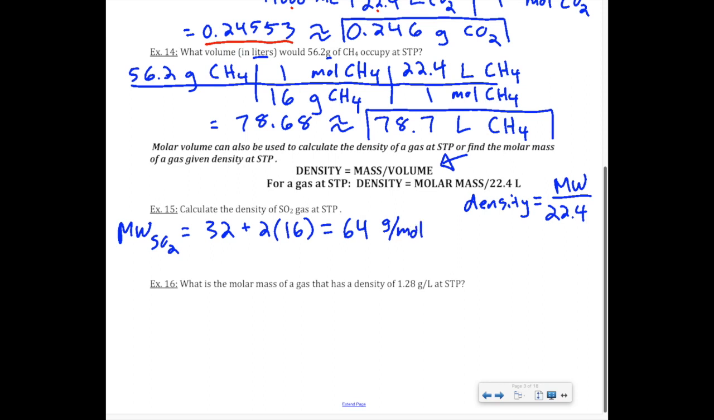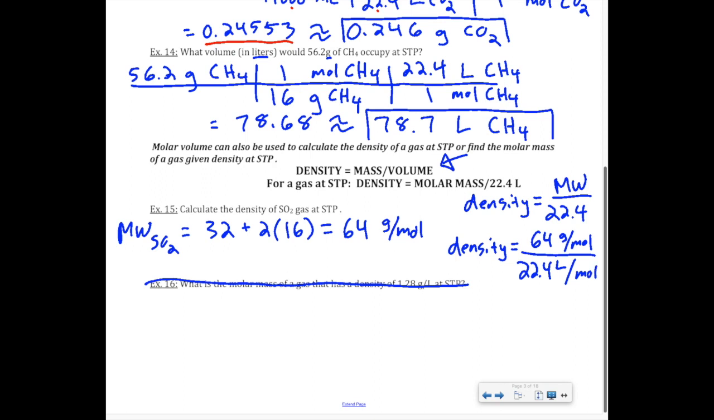And I'm going to write all over this, so forget about this right now. Now what you're going to do is, if we take our density, the density is going to be my molecular weight, which is 64 grams per mole. And that means I'm going to divide it by 22.4 liters. Now remember that's how many liters are in 1 mole, right?